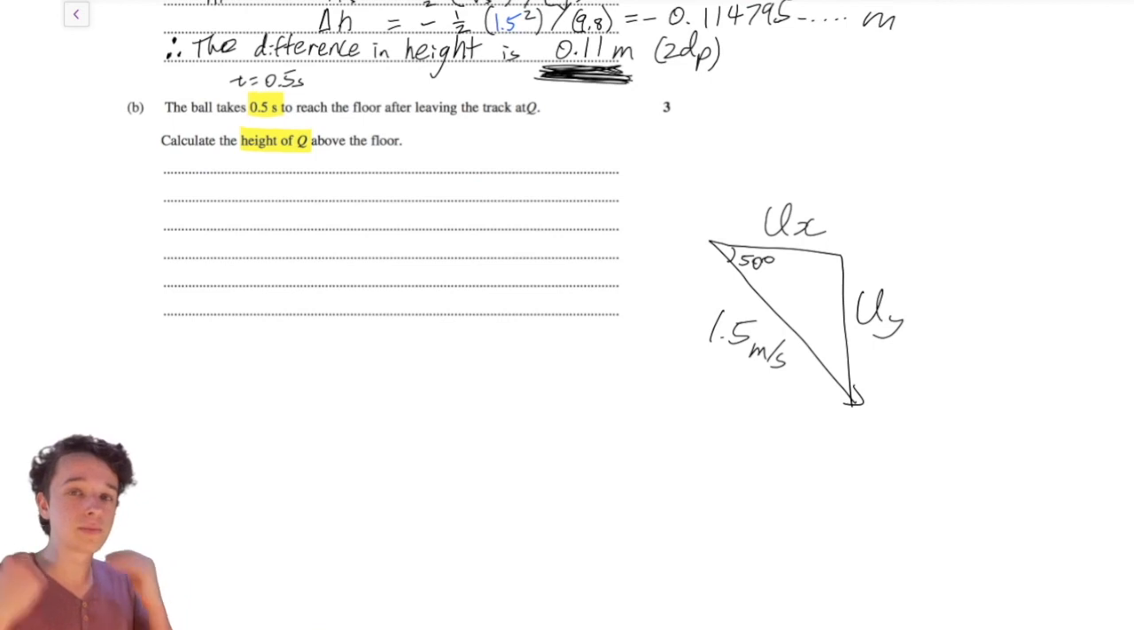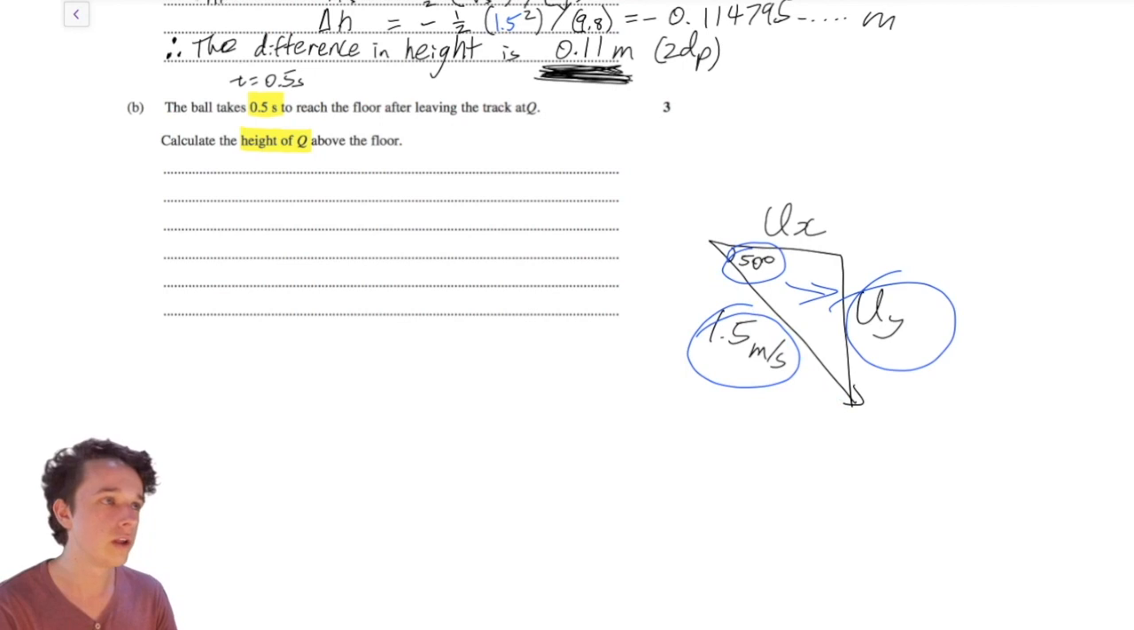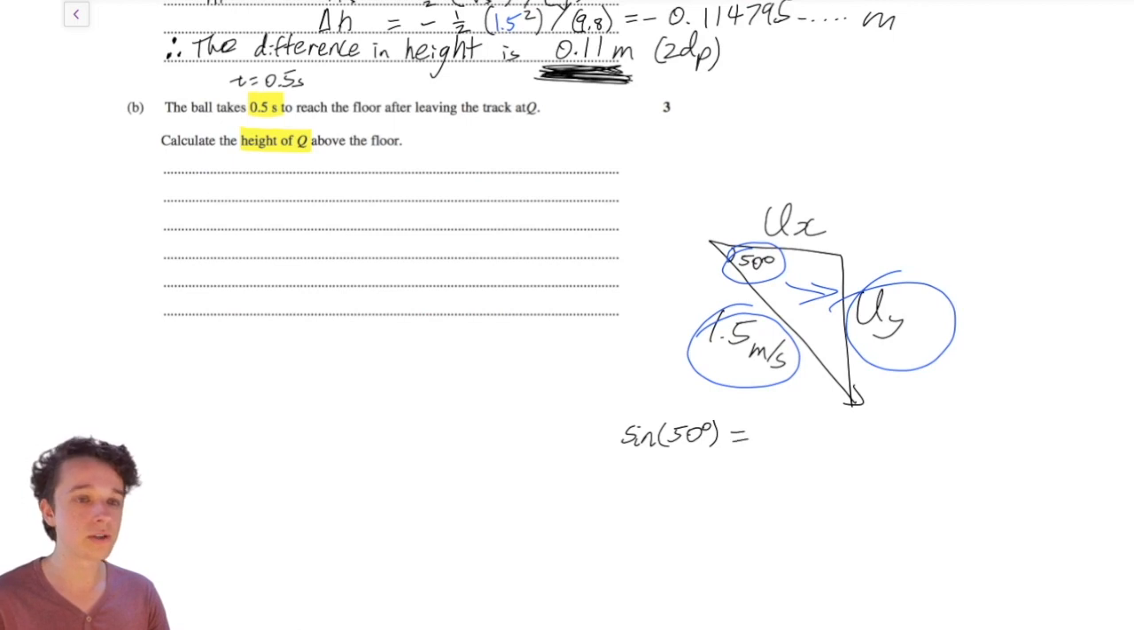Because you're considering the displacement in the y component, this ux is probably not going to be particularly useful. So we're going to focus on this uy, and we have enough information to find uy. We need to think about the 50 degrees and the 1.5 meters per second. What is the relationship of that data to the uy? In this case, the 50 degrees is opposite the uy, and the 1.5 is the hypotenuse of this initial velocity triangle. So we have sine of 50 degrees is equal to uy divided by 1.5. If we rearrange that, you'll get 1.5 multiplied by sine 50.